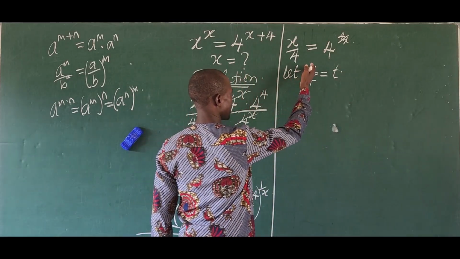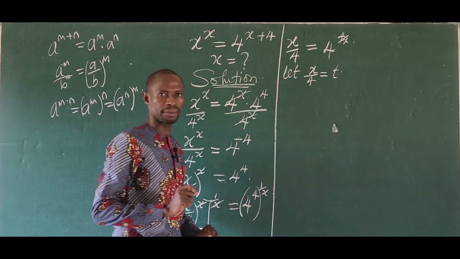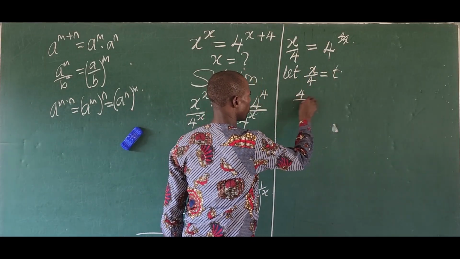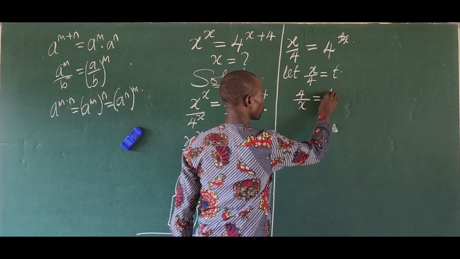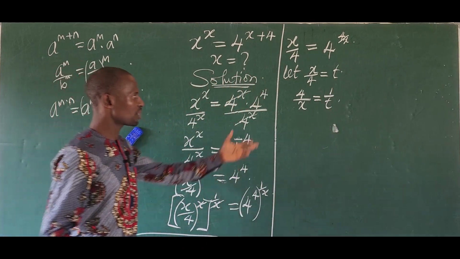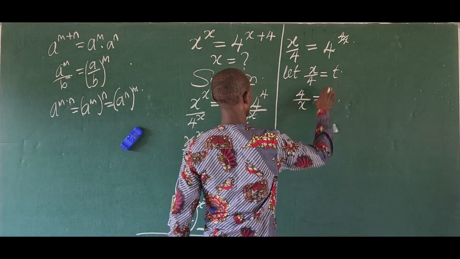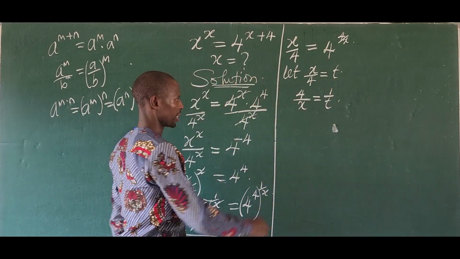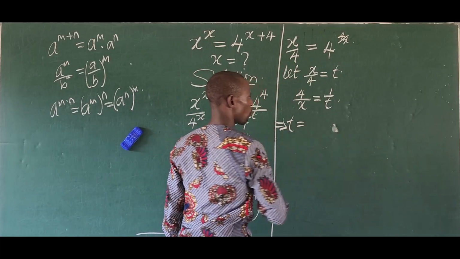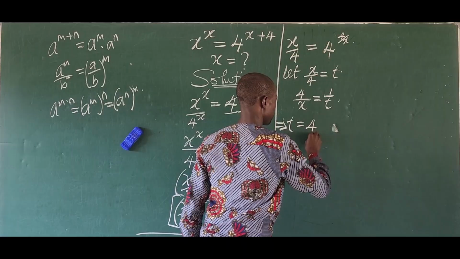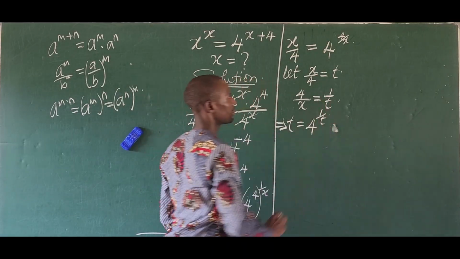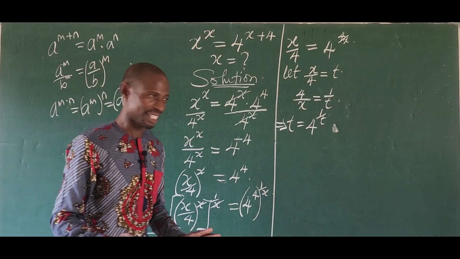So if we say let x all over 4 be equal to t, and we find the reciprocal of this expression, we come up with 4 all over x equal to 1 all over t. Easy. Good. So with this, let's substitute these two quantities in our equation. So this equation will now become t equal to 4 raised to the power of 1 all over t. Are we learning something here?